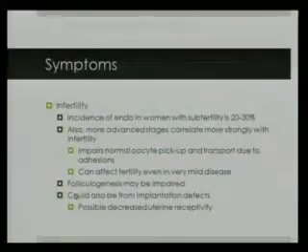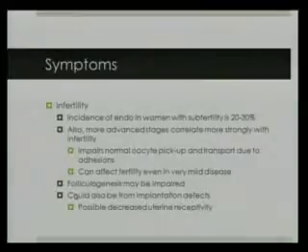Another one of the main symptoms is infertility. The incidence of endometriosis in women with subfertility is 20 to 30%, so it's much higher in this population. The more advanced stages correlate more strongly with infertility. Endometriosis impairs the normal oocyte pickup and transport due to the adhesions and distortion of the normal anatomy. And it can affect fertility even in mild disease. So mild disease doesn't mean you're free from infertility.